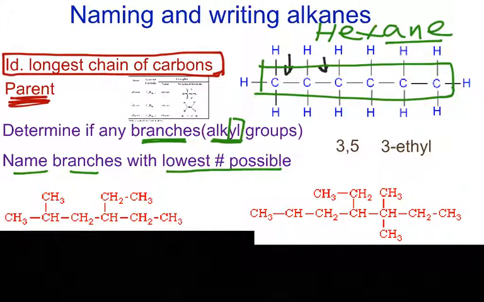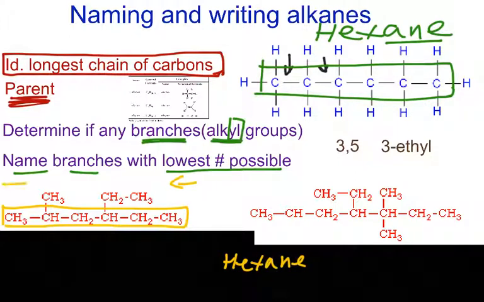ane represents the fact that all the carbons are single bonded. We move on to the structure in the lower left corner, and we notice that the longest continuous number of carbons here is 1, 2, 3, 4, 5, 6 also. So that also will give us hexane, and I'll write it down over here: hexane. Now we have a choice of counting from this direction or this direction to get the lowest number possible.